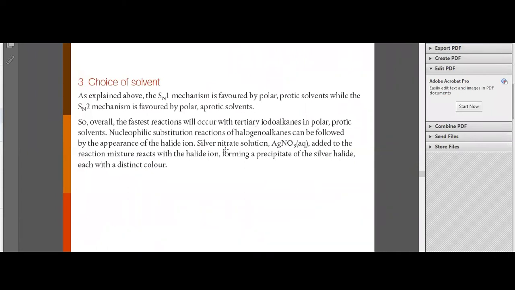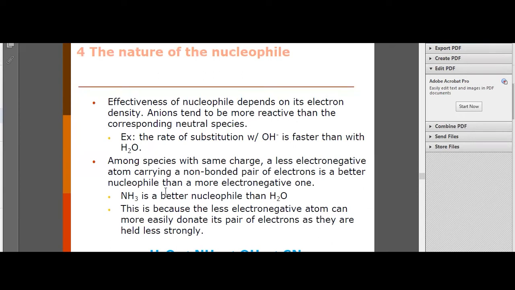Number 3, choice of solvent. Once again, if we use a polar protic solvent, SN1 will occur at a faster rate compared to if we use polar aprotic solvents. And then the nature of the nucleophile, this is number 4. Look here, the negatively charged nucleophile is better compared to the neutral molecule. So anions tend to be more reactive compared to the neutral species. So the rate of reaction with OH minus is faster compared to with H2O.